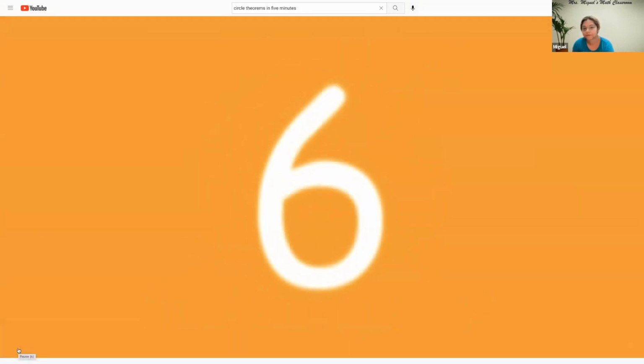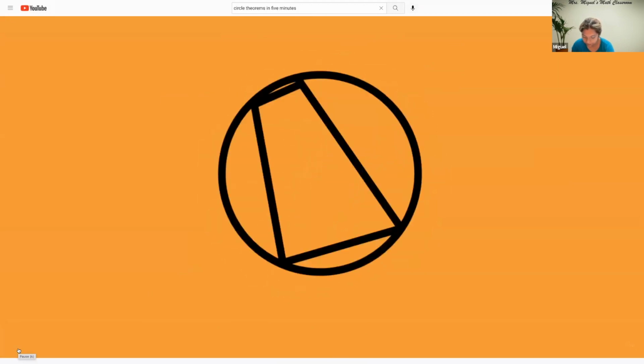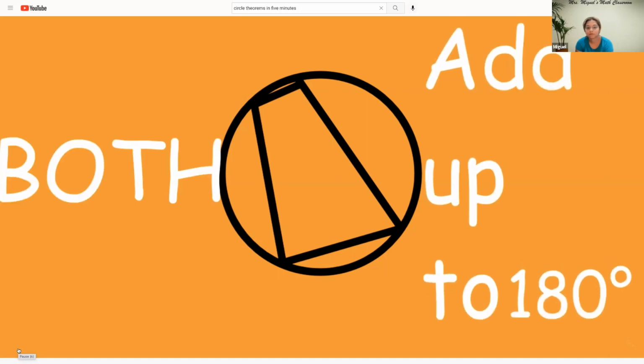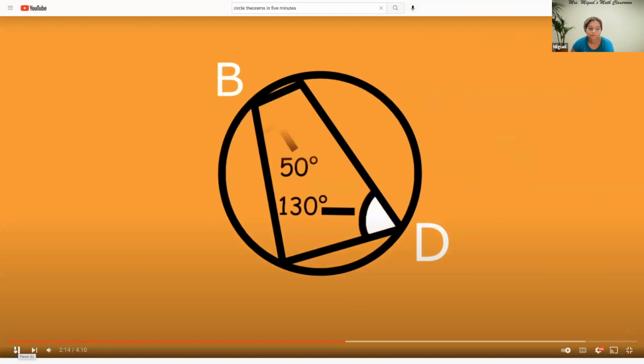Number 6. When you have an arrowhead shape inside a circle, the inner angle here is twice this angle at the circumference. Number 7. The diagram shows a cyclic quadrilateral, which is a four-sided shape with all of its corners touching the circumference. What is different about this is that the opposite angles both add up to 180 degrees, so A and C would add up to 180, and B and D, same thing.